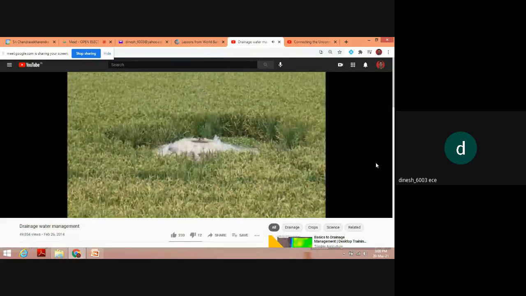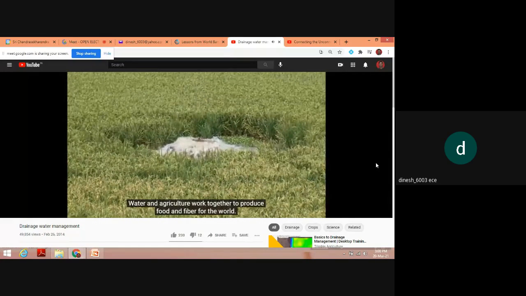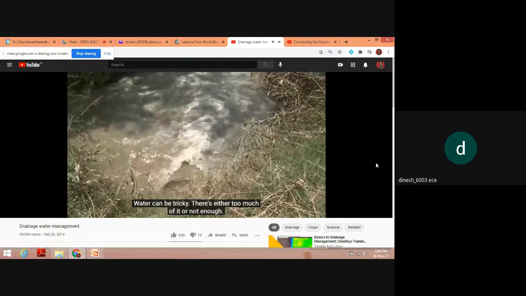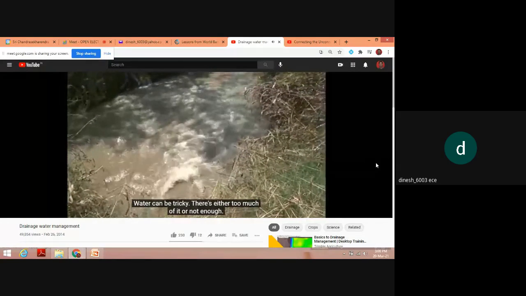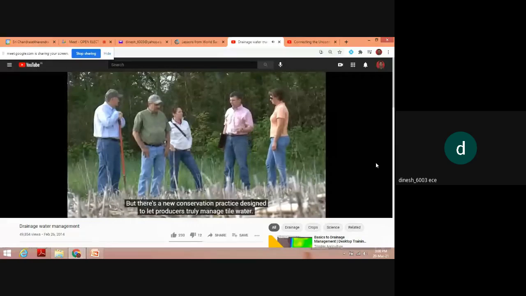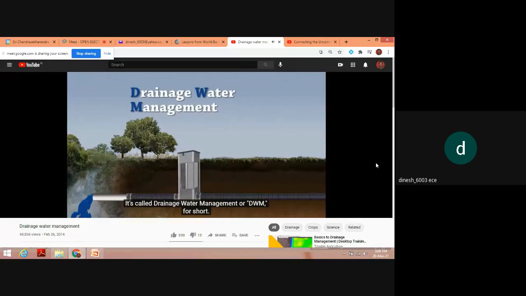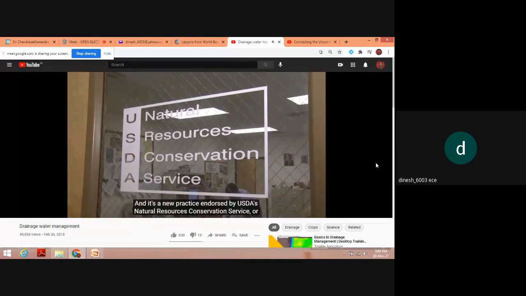Water and agriculture work together to produce food and fiber for the world. Water can be tricky. There's either too much of it or not enough. But there's a new conservation practice designed to let producers truly manage tile water. It's called Drainage Water Management, or DWM for short. And it's a new practice endorsed by USDA's Natural Resources Conservation Service, NRCS.